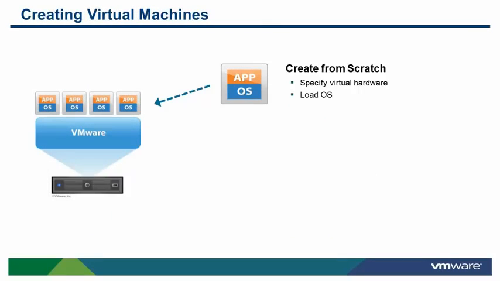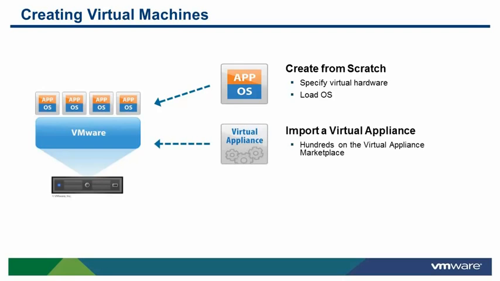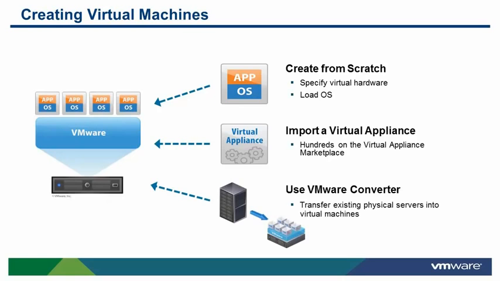So, how do you create virtual machines? You can build virtual machines from scratch by specifying the virtual hardware and loading an operating system. You can import a virtual appliance created by someone else. Or you can utilize VMware Converter to import an existing physical machine.